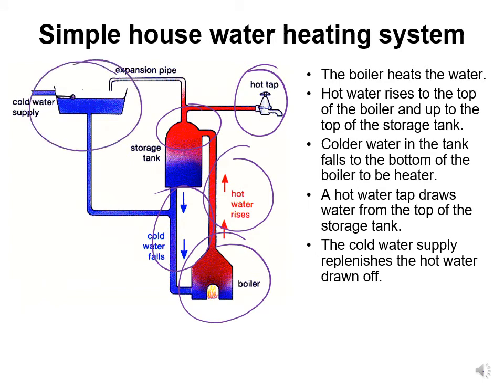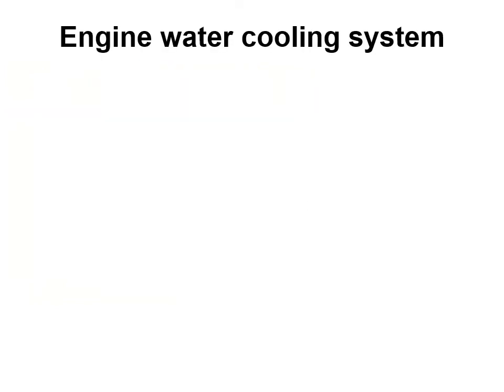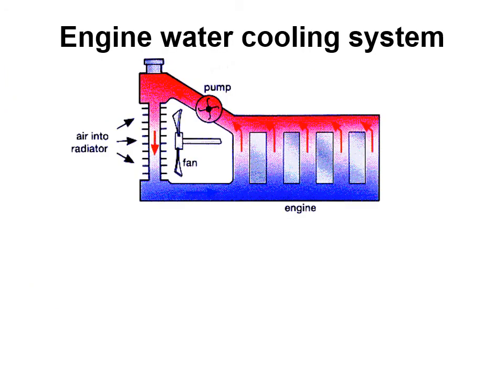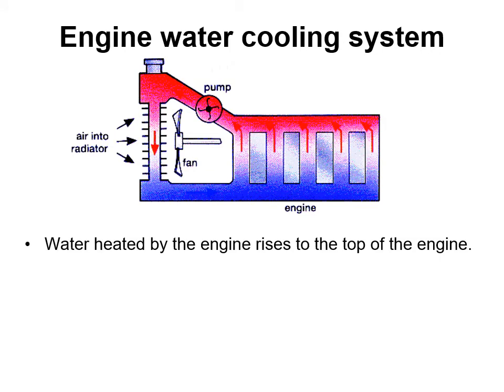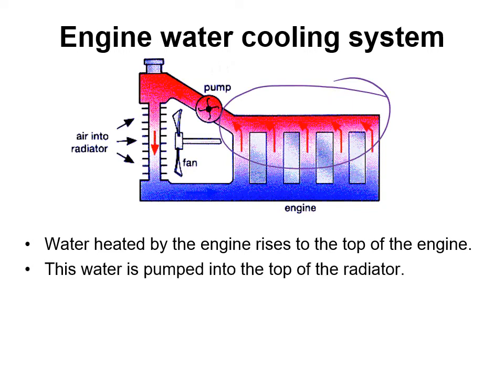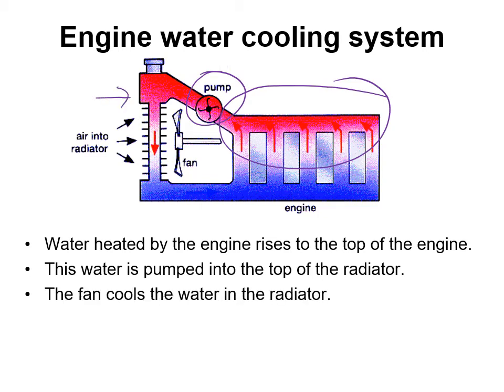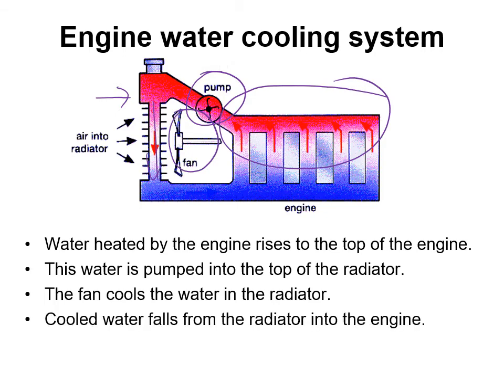You can also see it with engine water cooling systems. So we start off with an engine here. So the water is heated by the engine and it rises to the top here. The water is pumped through here to the top of the radiator, which is here. The fan here cools the water as it falls down, and the cooled water falls to the bottom of the radiator back into the engine so it can again cool the engine.